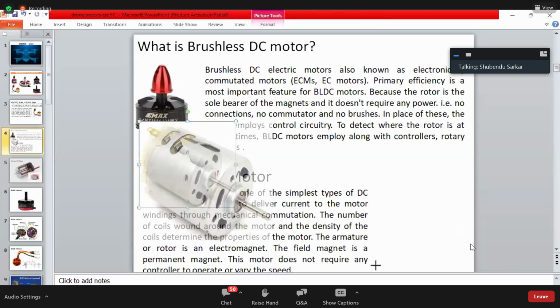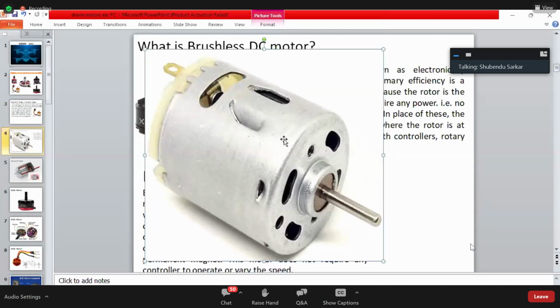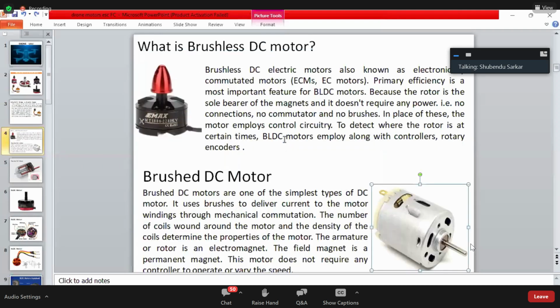Right now the image I am going to show, I presume everyone is familiar with this motor. Everyone knows about it because this is one of the basic motors you saw in your childhood when you opened your toys and took these motors out of them. So this is a basic DC motor, a motor which works on direct current.